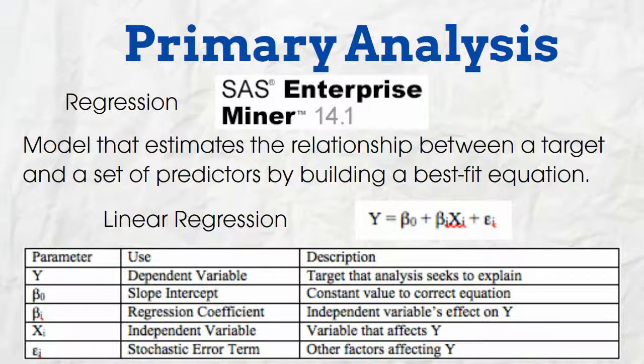Next up is SAS Enterprise Miner. The first model is regression. That is a model that estimates the relationship between a target and a set of predictors by building a best fit equation. Here I have the functional form for linear regression and a chart explaining what each of the parameters is, but we actually can't use linear regression.